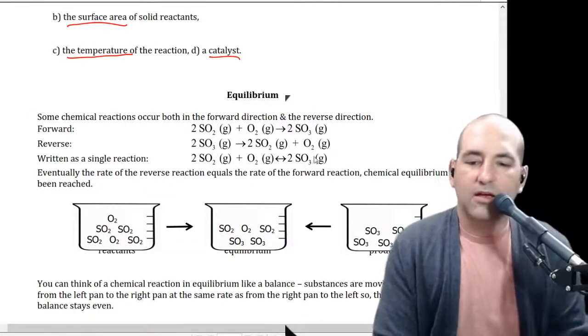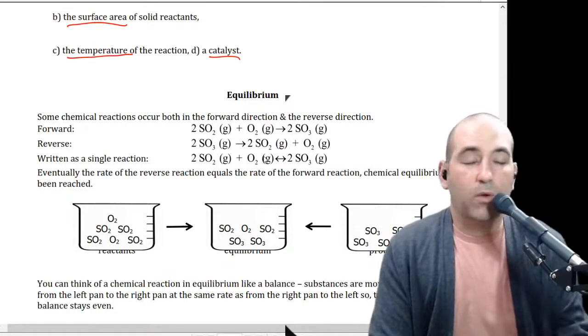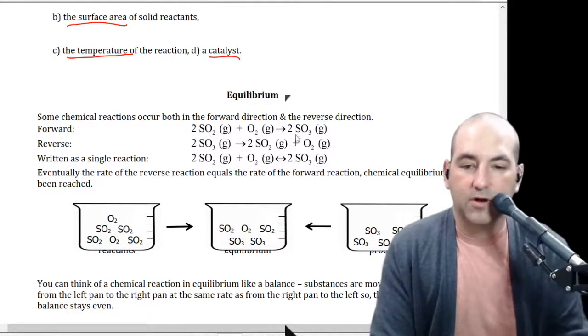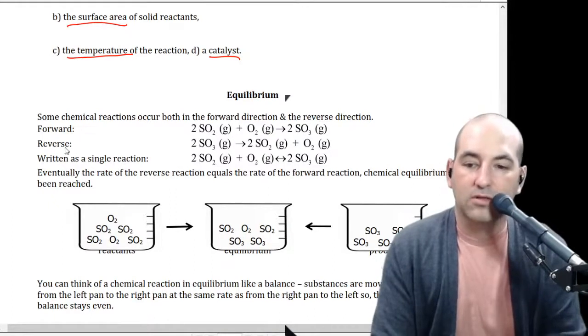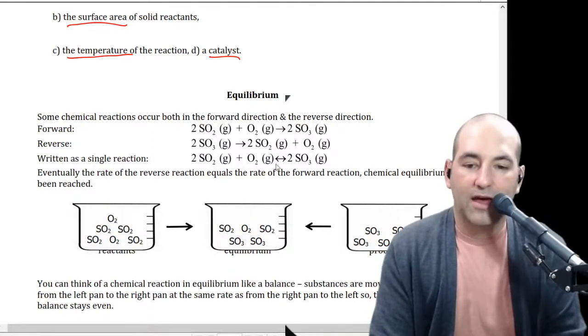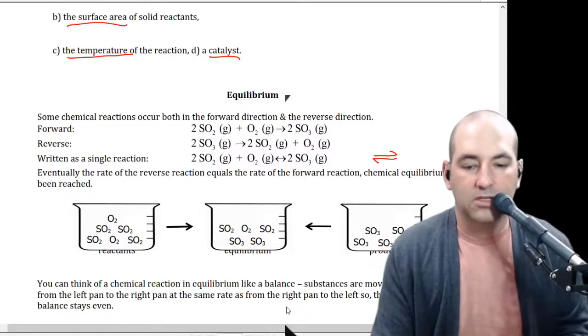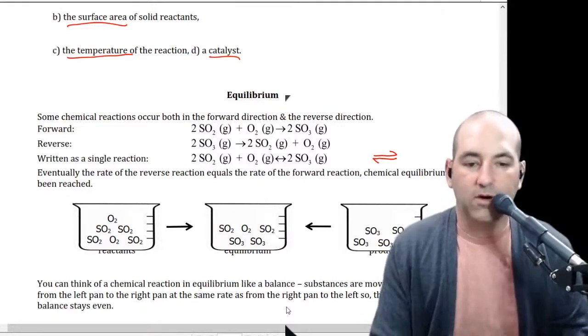But in reality, reactions actually always are proceeding both ways. They're going forwards and they're going backwards. So in this case, you've got a forward reaction, a reverse reaction, and then written as a single reaction, you're going back and forth. Now that's a little bit of a typographical mistake here. The more correct way to express that is two arrows on top of each other like that, and that's what you'll usually see for a reaction that goes back and forth.